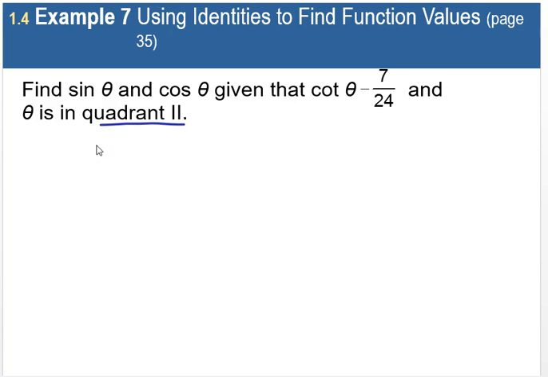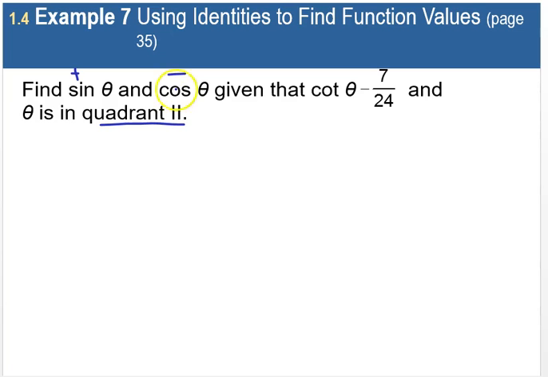All right, this is our last example we're going to be looking at, and it's very similar to the previous one. We're finding what sine of theta and cosine theta are equal to, given that cotangent of theta is equal to negative 7 over 24, and theta is in the second quadrant. So if we go back to what's positive, what's negative, in whatever quadrant we're in, we should know that sine is positive in the second quadrant and cosine is negative. So let's remember that.